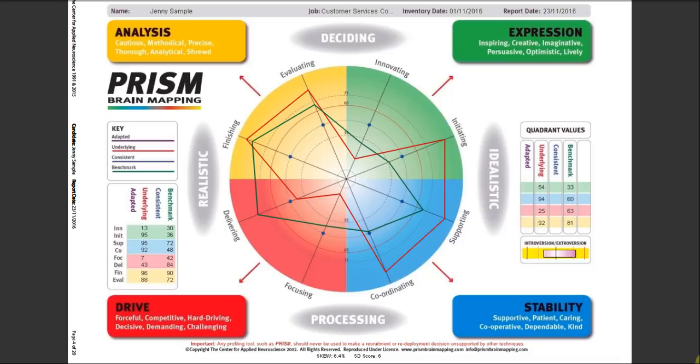Prism provides maps of an individual's behaviour. The two maps used for recruitment purposes are the underlying map and the benchmark map. The benchmark map indicates the behaviours that have been identified as being needed for the role, and this map is always in green.